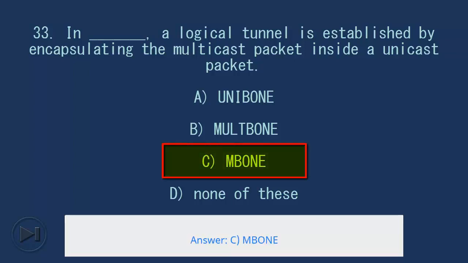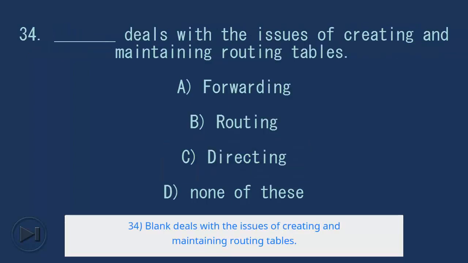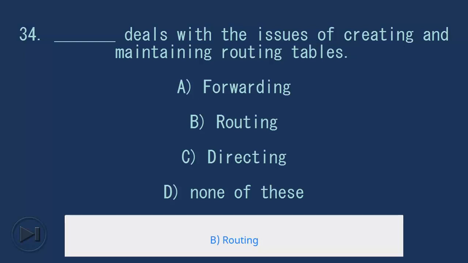Answer, C. Bone. 34. Blank deals with the issues of creating and maintaining routing tables. A. Forwarding. B. Routing. C. Directing. D. None of these.